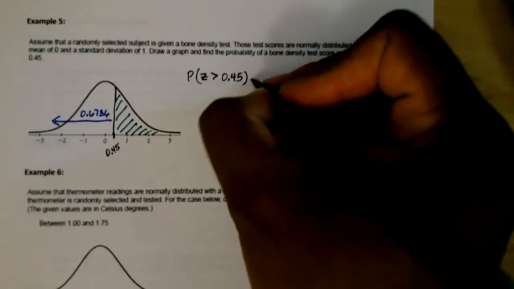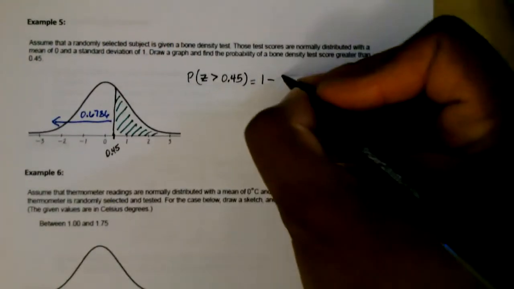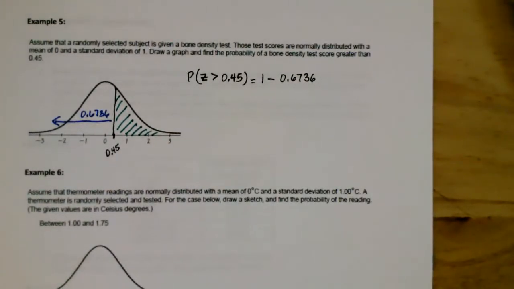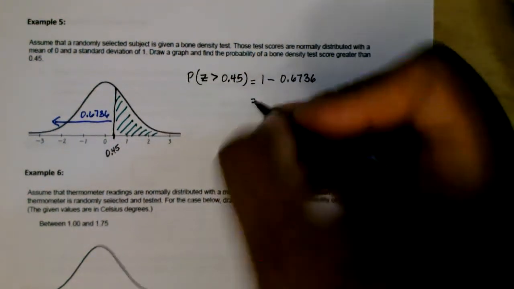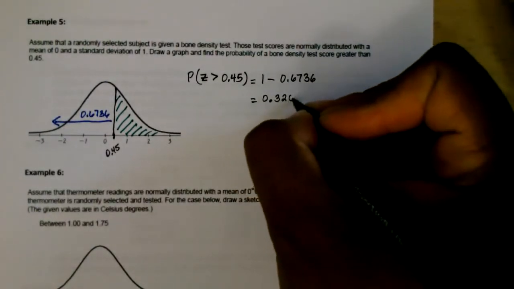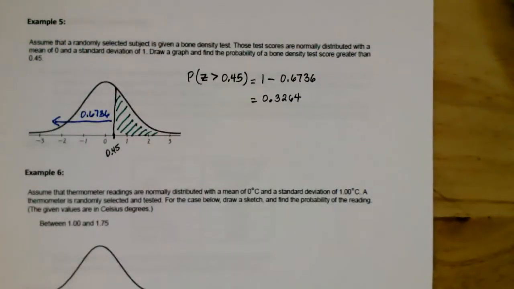So here we're going to do 1 minus 0.6736. Again, the 1 comes from the fact that the area underneath the entire normal curve is 1. That's one of the properties of a normal distribution. So if I subtract 0.6736 from 1, I will get an answer of 0.3264. So here the probability that a bone density test score is greater than 0.45 if the subject is randomly selected, that would be 0.3264.